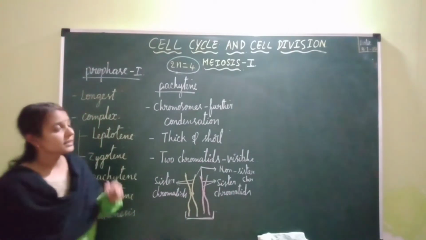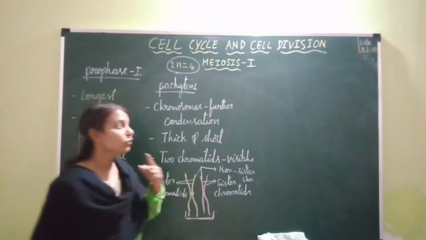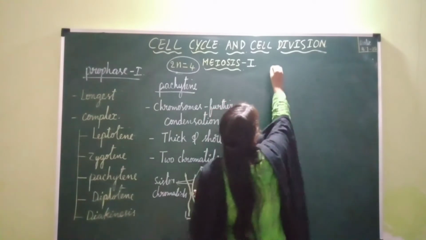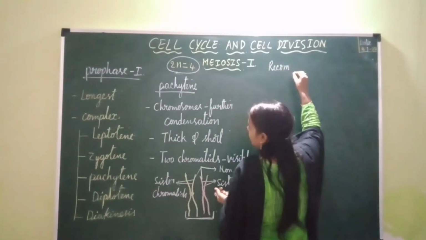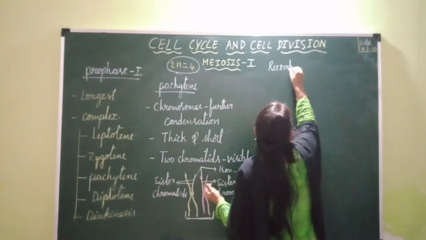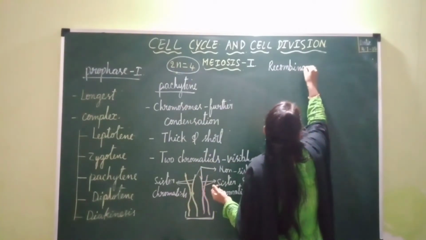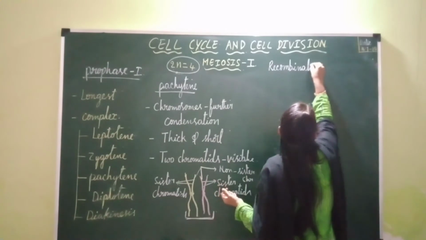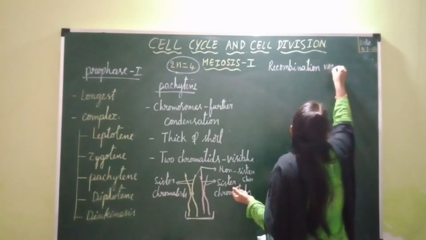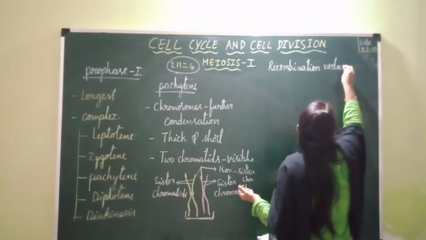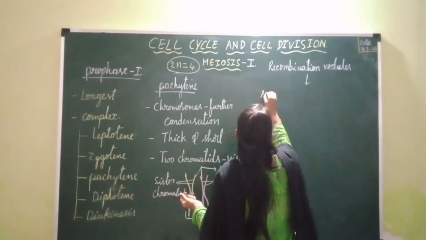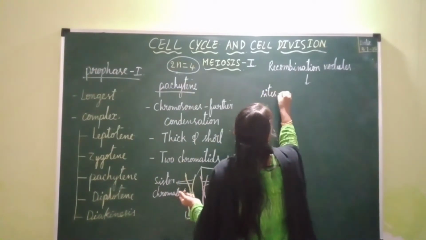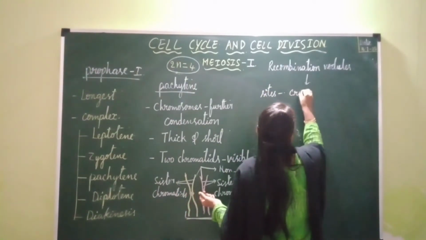During this phase, that is during Pachytene stage, there is appearance of recombination nodules. These recombination nodules are the sites or areas where crossing over occurs.